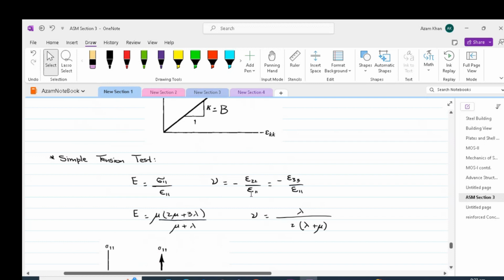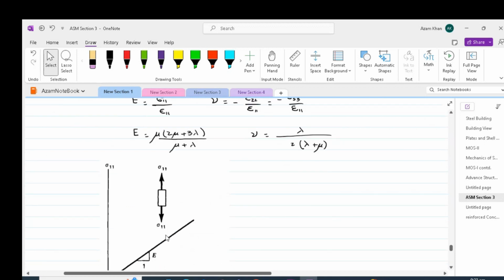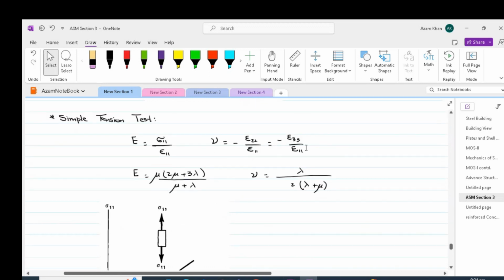Epsilon 22 by epsilon 11 with a negative sign, or epsilon 33 by epsilon 11. So we have stress applied in one direction, and we are trying to find out our Poisson ratio. So that can be worked out. So that is the Poisson ratio, and the modulus of elasticity is stress by strain. So that is commonly known.